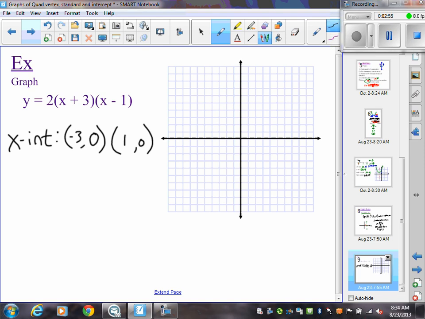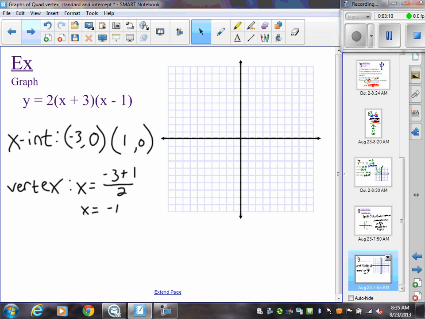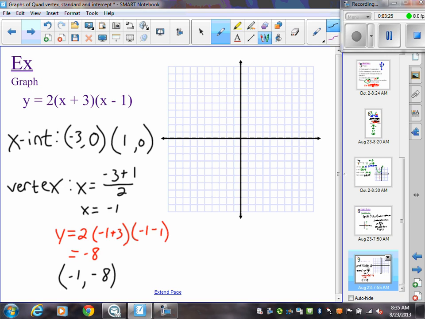And then to find your vertex, find the x value of the vertex. Add the two x values and divide by 2, averaging them. So the x value in this case is negative 1. Substitute it back in. So y equals 2 times (negative 1 plus 3) times (negative 1 minus 1). After I do all that work, my y value is negative 8. So my vertex is x value negative 1, y value negative 8, and I have my x-intercepts. I have 3 points, which isn't bad. It's still enough points to graph it.